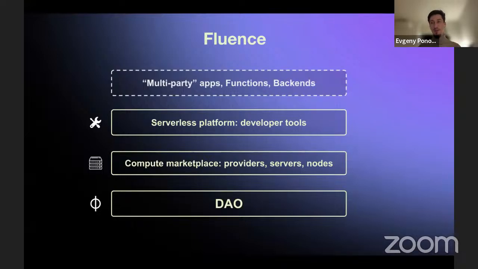This is a very short reminder about Fluence. I do it all the time at community calls, but I think it's useful. So what we built here is a decentralized serverless compute platform, right? It's several things managed by DAO, a marketplace of compute providers, then developer tooling, which provides serverless experience on top of this marketplace. And then developers can build whatever they want, applications, backends, using this serverless platform.